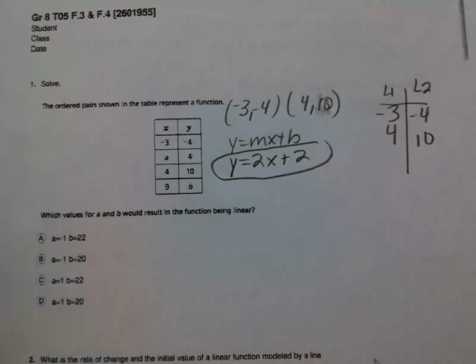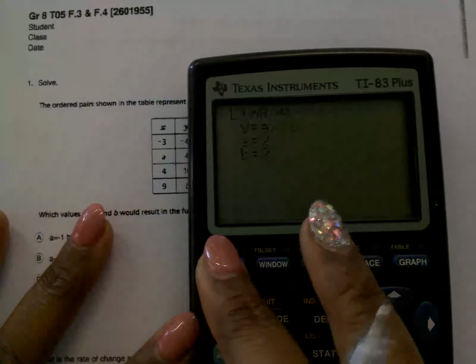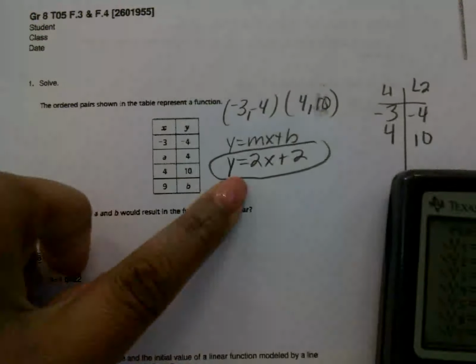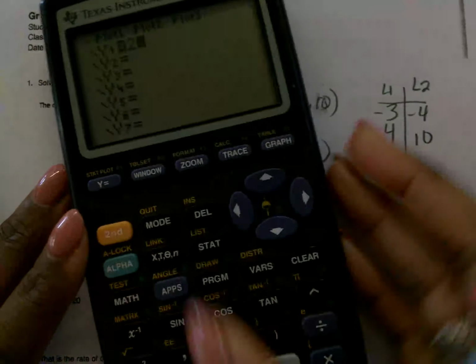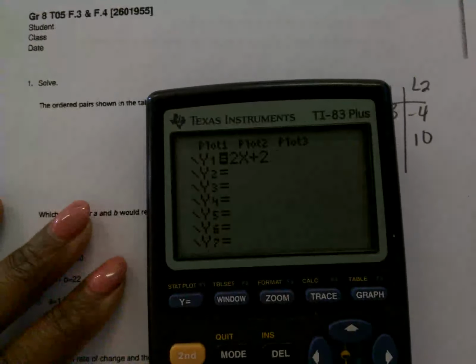Okay? So we're going to use this equation to find other points that are actually on the line, okay? So we're going to go to y equals. Please go to y equals. And now let's type in the equation. Let's type in 2x plus 2. Please type that in.